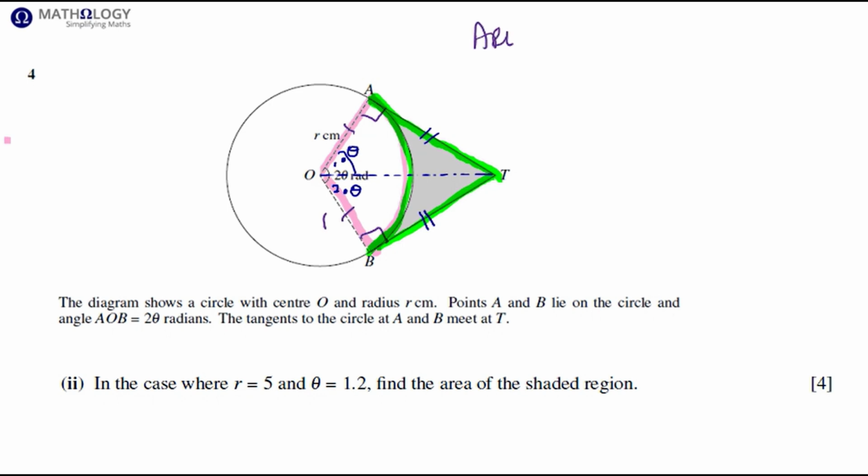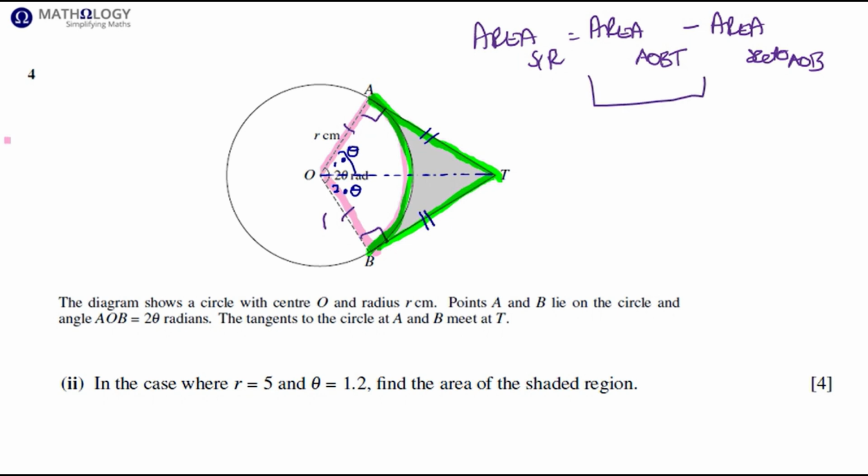So the area of the shaded region will be the area of AOBT, which is the area of the quadrilateral, minus the area of the sector AOB. Now, the area of the quadrilateral comprises two right angle triangles. So once you've got the area of one right angle triangle, we're just going to double that.